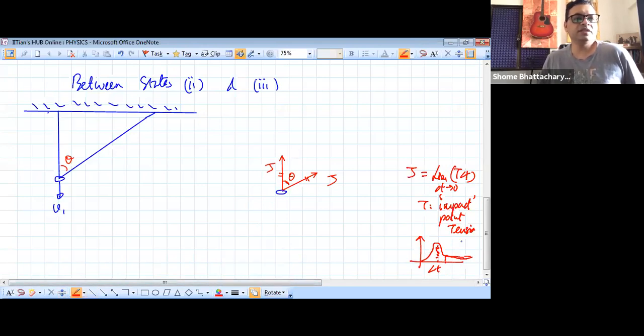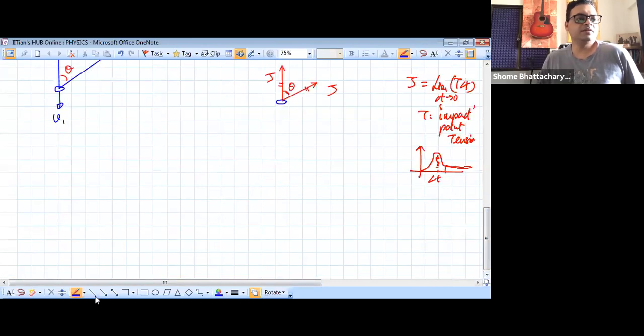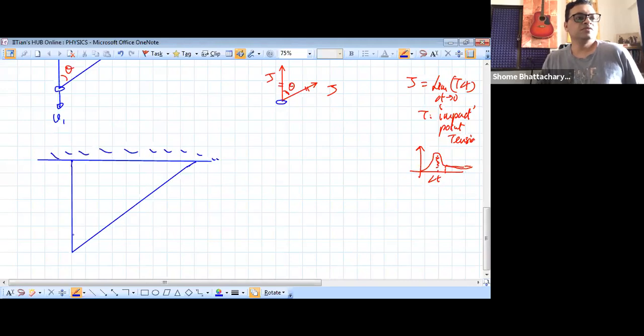And then by the time you reach state 2, what happens is that this angle is theta. You will see that the net impulse acts along the line, which is the bisector of this. So the net impulse will act along this line.